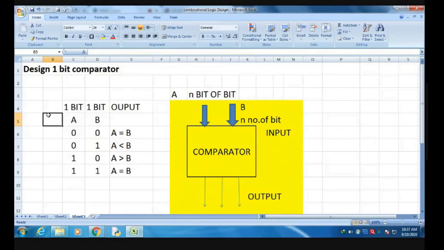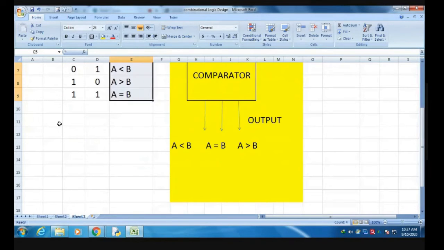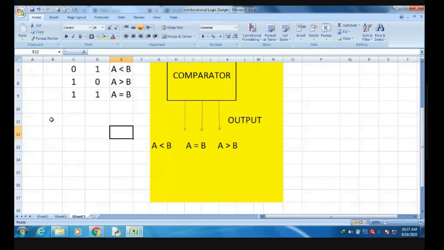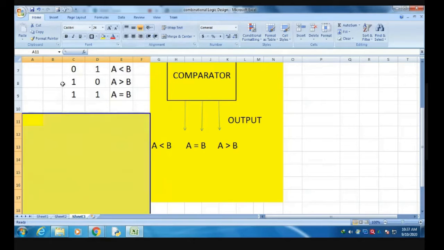First of all, we have to consider one bit of comparator. So there is one bit for A, there is another bit for B, and we have to compare these and define the output. So define the truth table for comparator. How do we compare? Let's see the truth table.